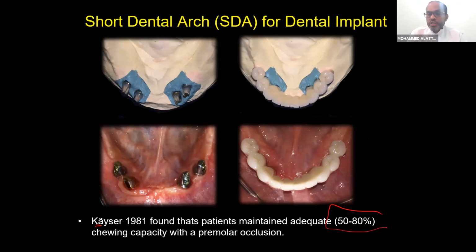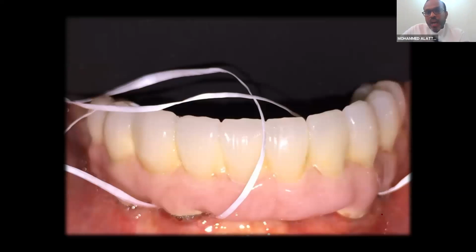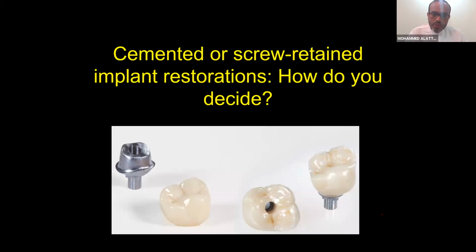And almost as I asked the patient how to maintain the hygiene, and how to get that area clean to have an excellent or a good prognosis. What about the cement and the screw retained prosthesis? For the cement and the screw retained prosthesis, this is your choice.